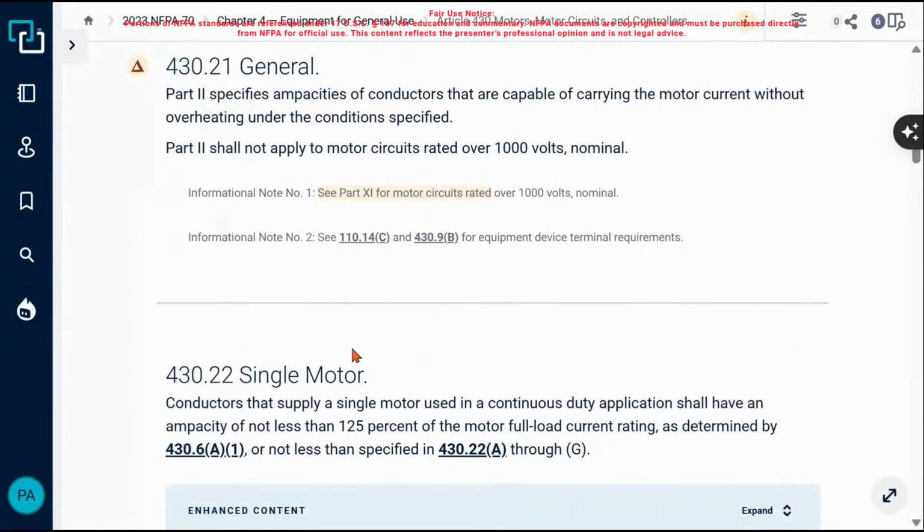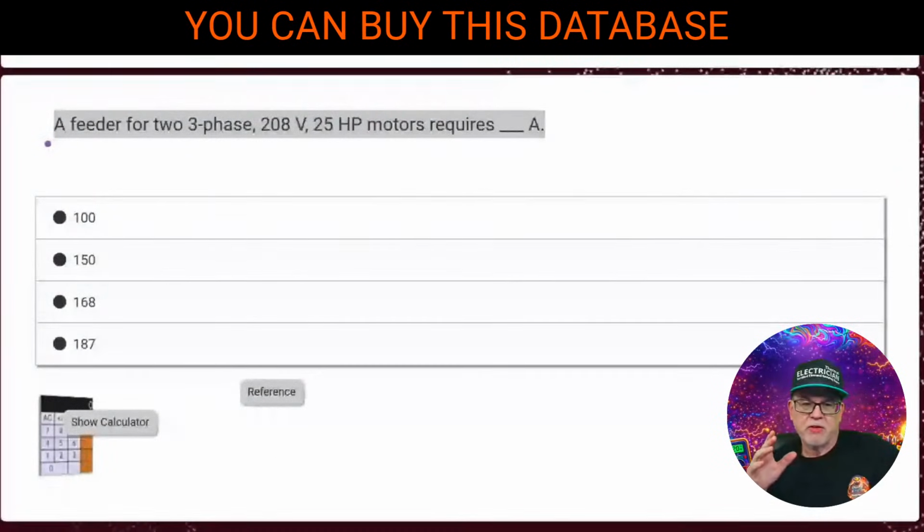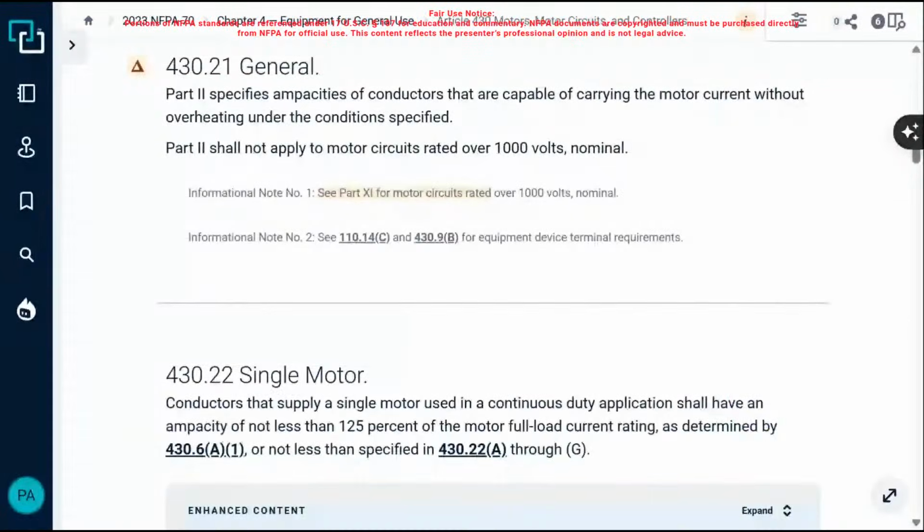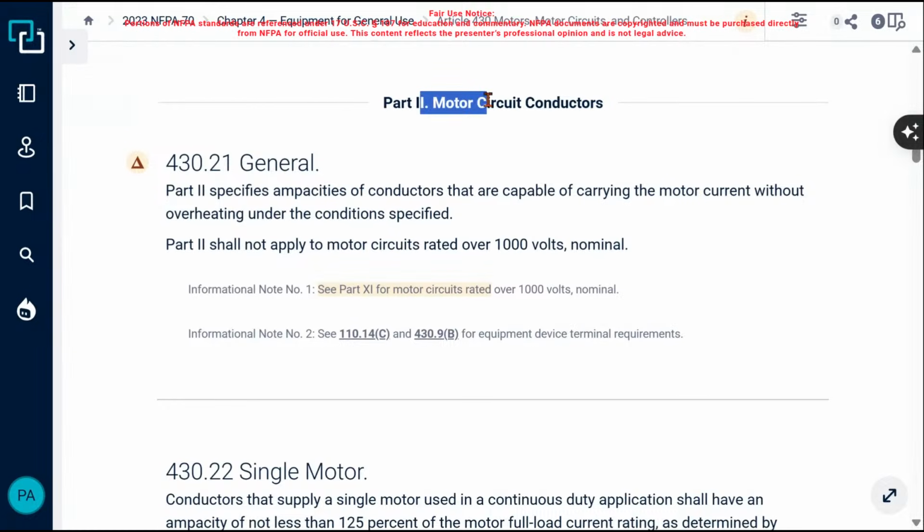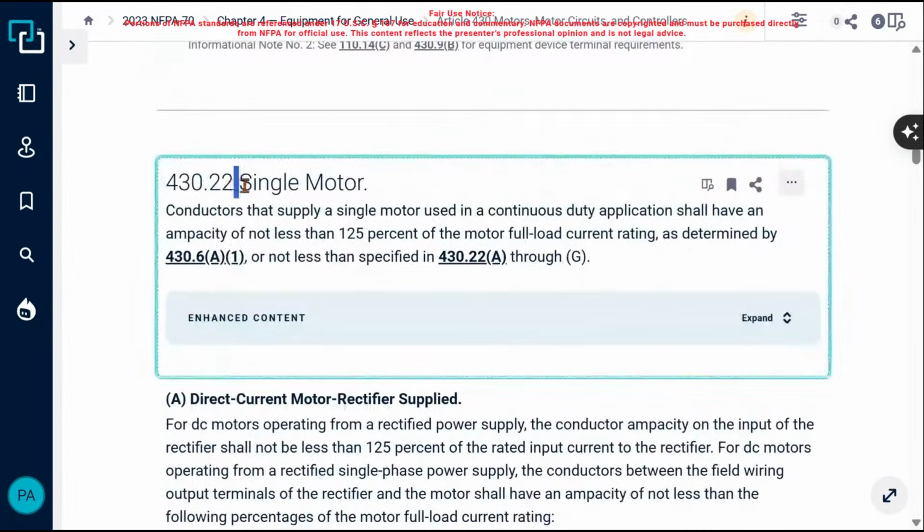Okay, so the first thing we're doing is bold scan. Well, one of the things that we realize is that we have multiple motors. We have two three-phase motors, okay? Not a single motor. So when we're bold scanning, we're looking for something that's going to deal with multiple motors, and we're staying with the concept of we're sizing conductors at this point, feeders, okay? So let's go look. So here you're starting out right here, okay? And we're not talking about a single motor.